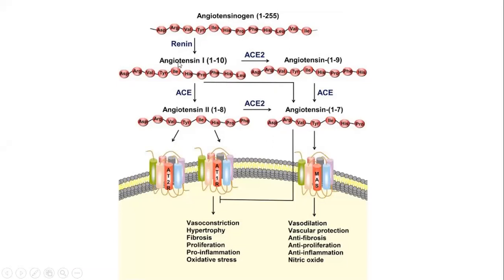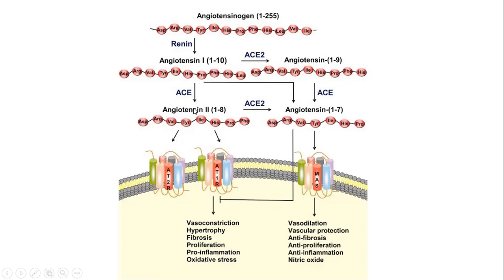The danger is if angiotensin 1 is converted to angiotensin 2 by this angiotensin converting enzyme. When angiotensin 2 combines with angiotensin receptors type 2 or type 1, it could lead to very severe damage in our cardiovascular systems. Why? It will increase the blood pressure because it leads to vasoconstriction, the constriction of our blood vessels, and also enlargement of the blood vessels and the heart, leading to fibrosis and inducing proliferation and pro-inflammation. It would lead to inflammation and also induce oxidative stress.